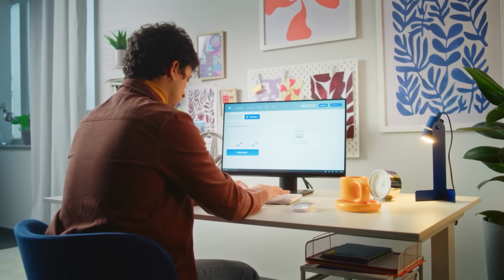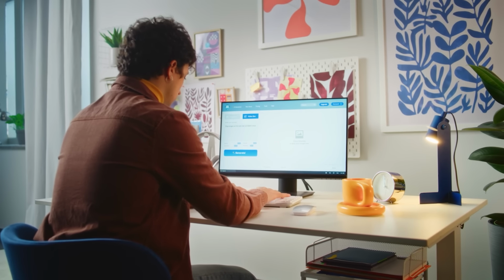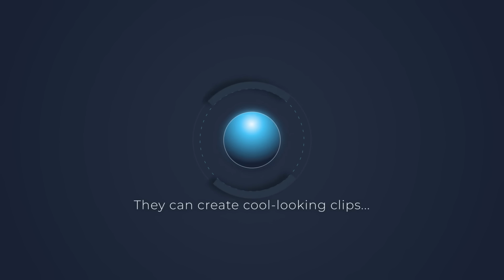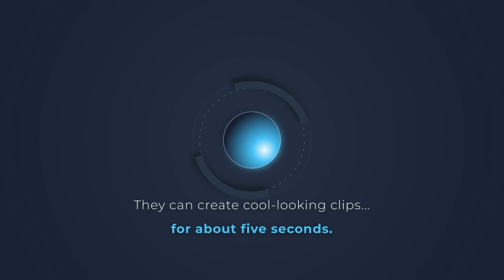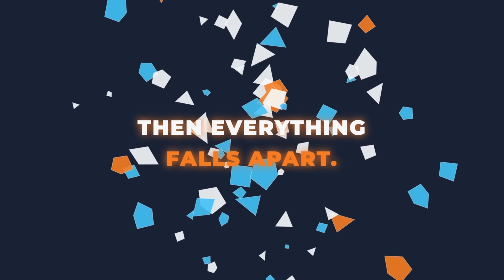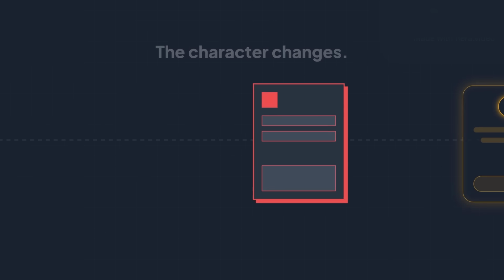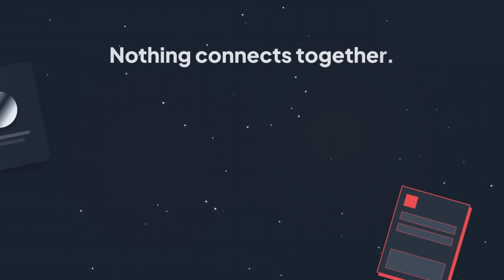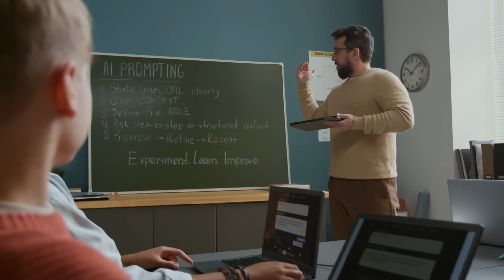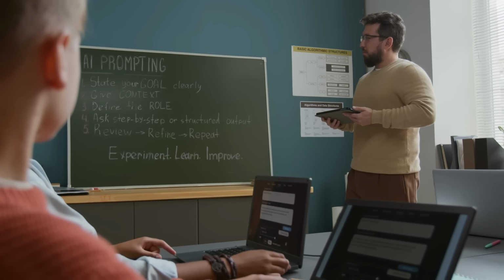I've tested a lot of AI video tools lately, but most of them have the same problem. They can create cool-looking clips for about 5 seconds. Then everything falls apart. The character changes. The style changes. Nothing connects together. So today, I wanted to test something different.